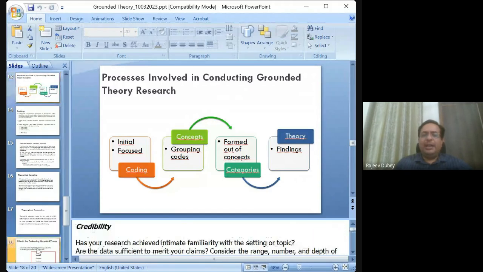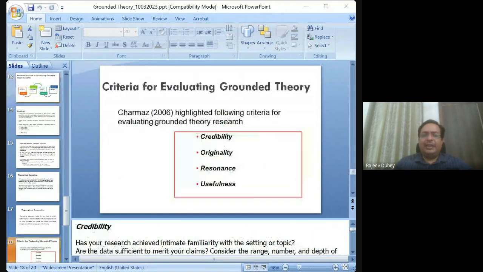Now, having said this, it is important to look at what the criteria are for evaluating grounded theory. Charmaz has given four criteria for evaluating grounded theory research: credibility, originality, resonance, and usefulness. What is credibility? What do you understand by credibility?